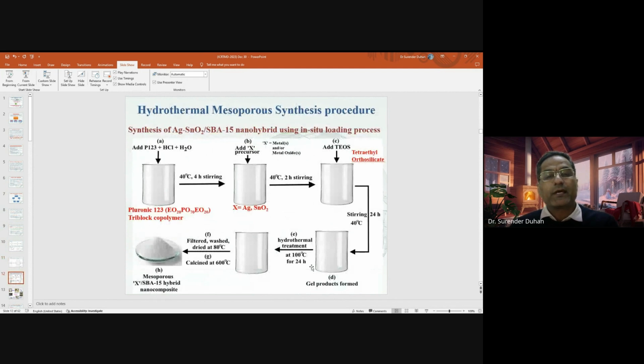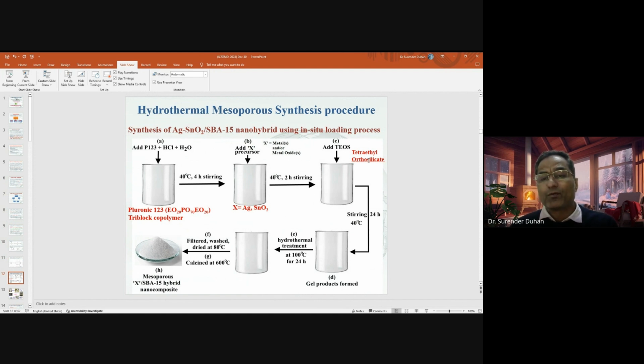This is the second, hydrothermal mesoporous synthesis procedure. Here, in the first step, Pluronic P123, a triblock copolymer, add P123 plus HCl as a catalyst to speed up the reaction, plus water as a solvent. After 4 hours of stirring at 40 degrees Celsius, add X, meaning metal or metal oxide. After 2 hours at 40 degrees Celsius, add TEOS. This is a source of silica, tetraethyl orthosilicate.